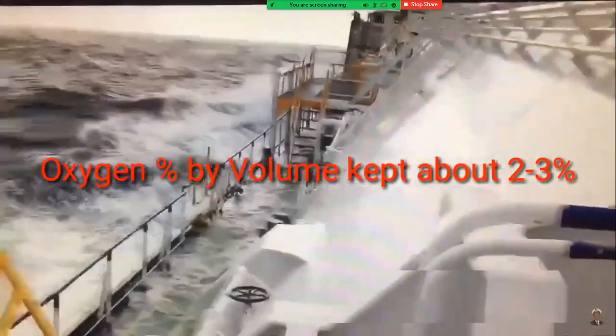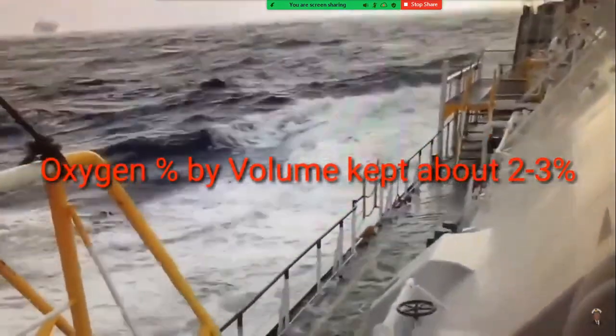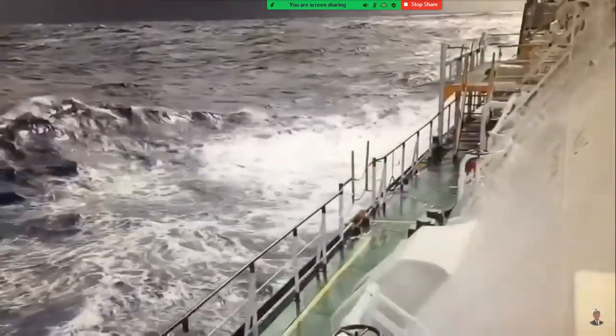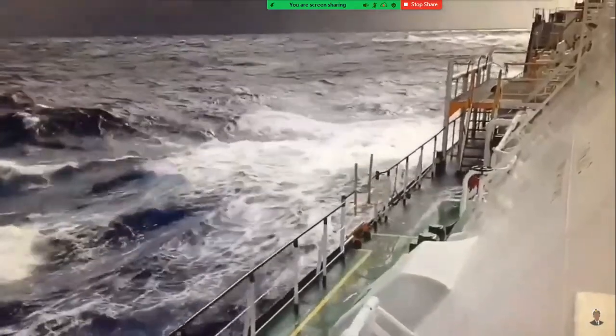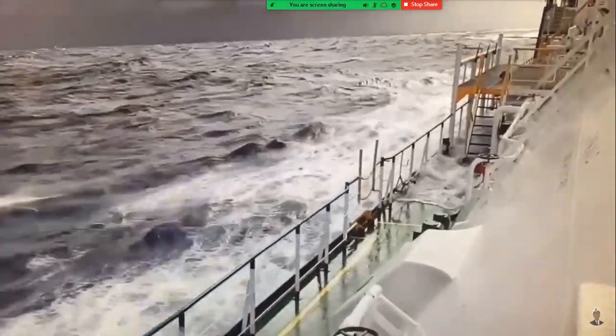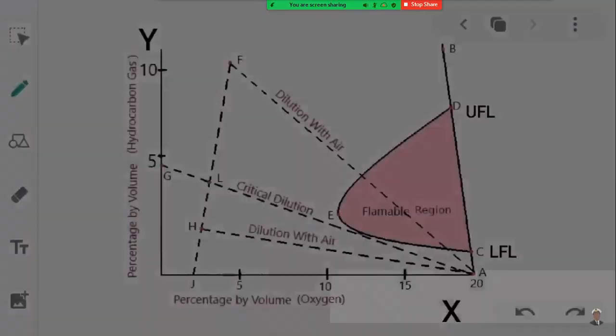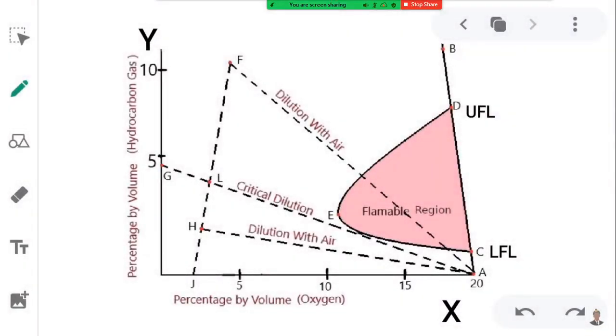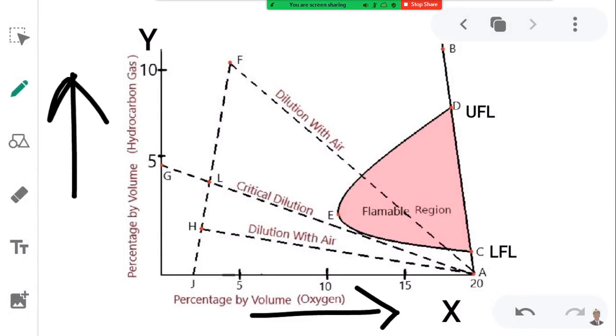To study any tank atmosphere on board a ship, the flammability diagram is a very important tool. So guys, this was the basic introduction. Let's go to the flammability diagram. So this is the flammability diagram. The x-axis represents percentage by volume for oxygen and the y-axis represents percentage by volume for hydrocarbon gas. You can see it very clearly.